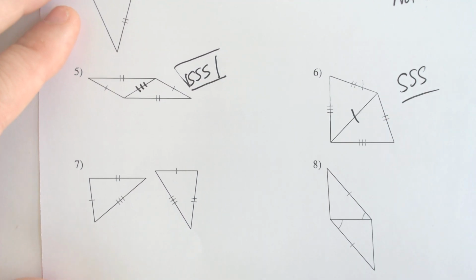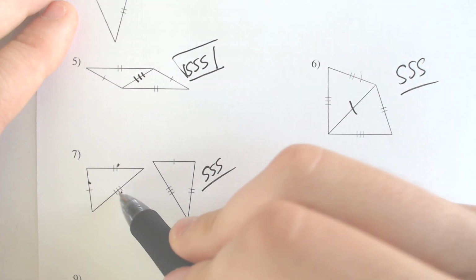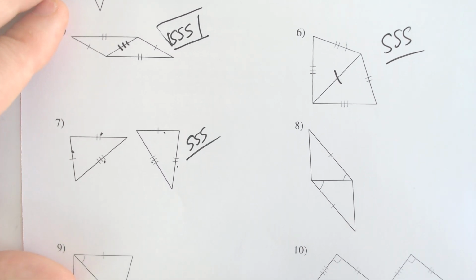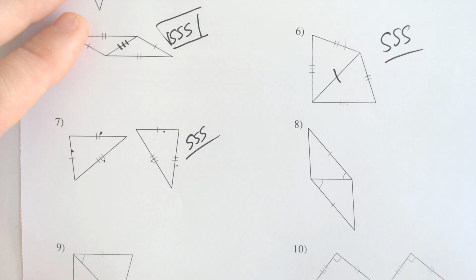Side, side, side. Same thing on number 7. All 3 sides are provided. Here, here, and here. Here, here, and here. It doesn't matter that it's flipped and rotated and reflected around. They're still the same triangle, just in a different orientation.